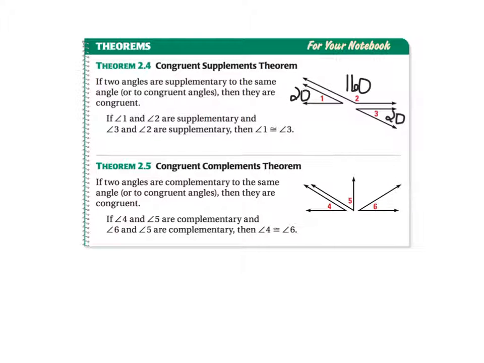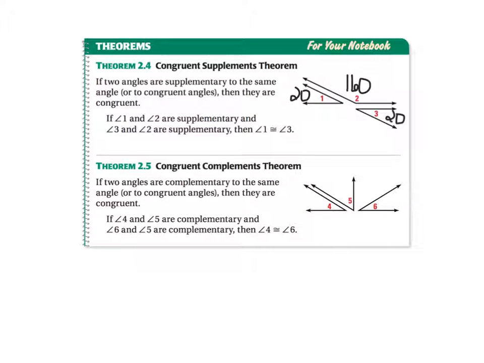Congruent complements theorem is much the same. If two angles are complementary this time to the same angle or to congruent angles, then they are also congruent. So just like before, angle 4 and angle 5 are complementary, and angle 6 and angle 5 are complementary. Then we know that angle 4 and angle 6 must be congruent. So kind of the same idea if I give you an example here.